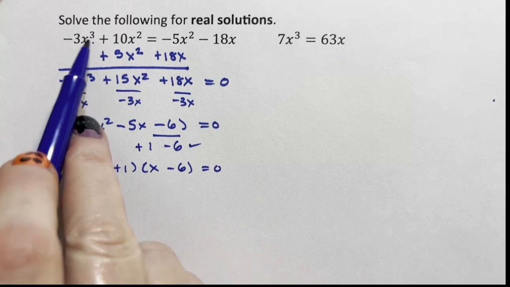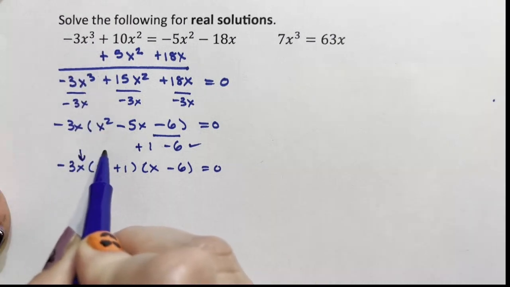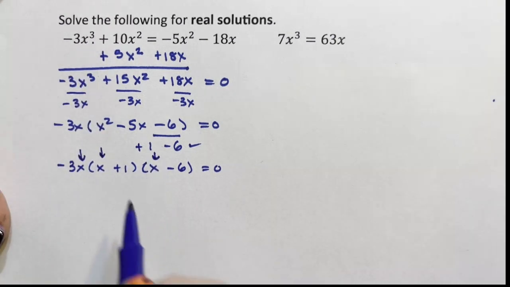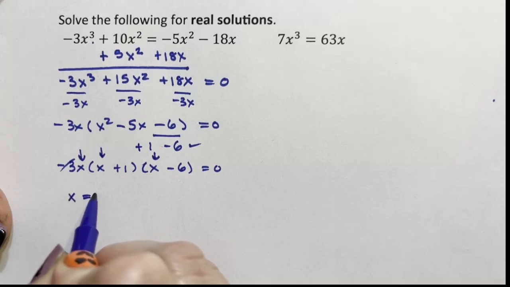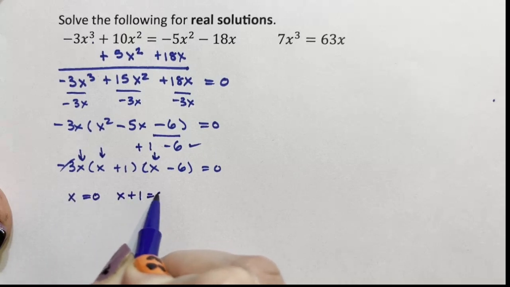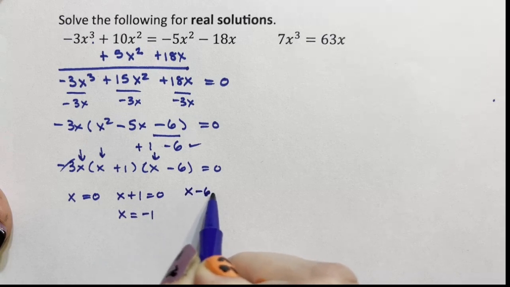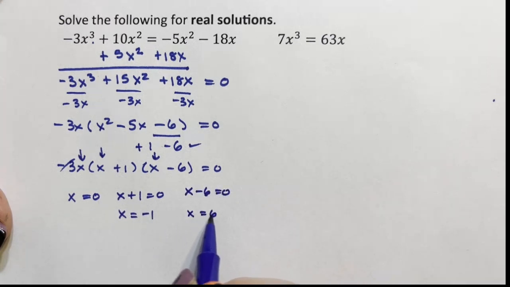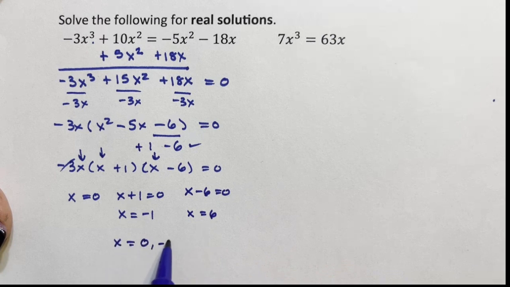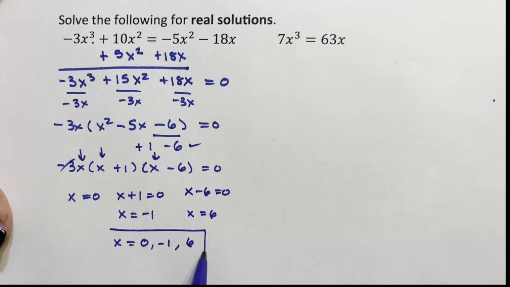We were promised 3 zeros. We have 1, 2, 3. I can ignore the negative 3 because negative 3 doesn't equal 0. It is a constant. So I either have x equaling 0, x plus 1 equaling 0, which happens when x is negative 1, or x minus 6 equaling 0, which happens when x is equal to 6. So if I cluster these all together, I'm not worried about putting them in smallest to greatest. I just want to be able to put them in one box. I have my 3 zeros.